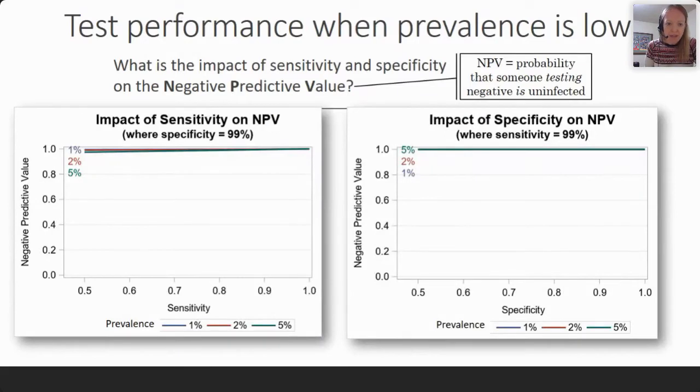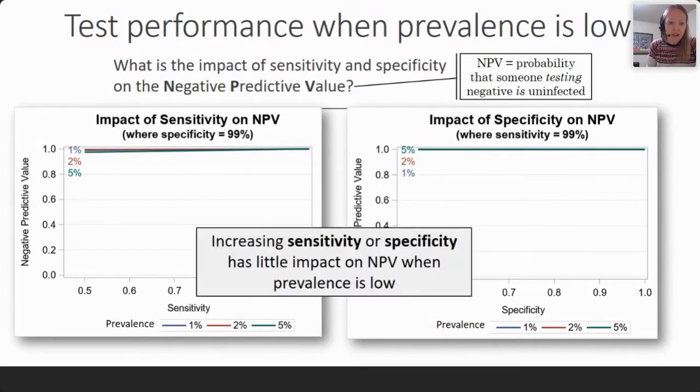We have 2 graphs here, and on the y-axis of both graphs is the negative predictive value. On the left, I'm varying the sensitivity from 50% to 100%, and on the right, varying specificity from 50% to 100%. The key takeaway here is that increasing sensitivity or specificity has very little impact on the negative predictive value when prevalence is low. This makes sense because almost everybody in the population is, in fact, truly negative.